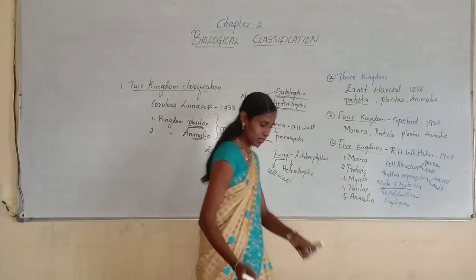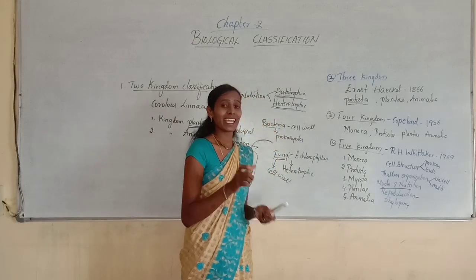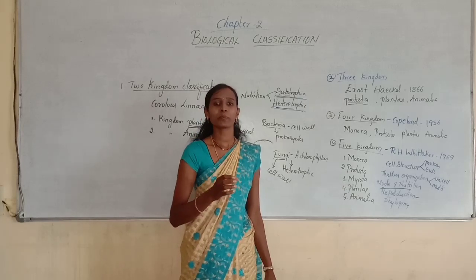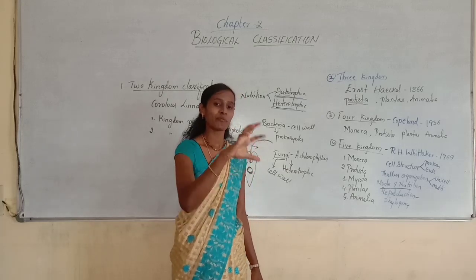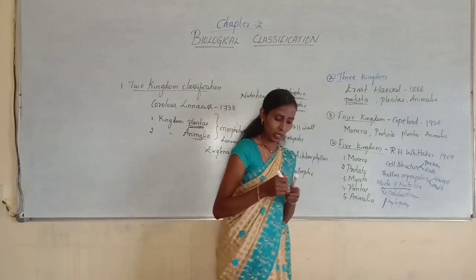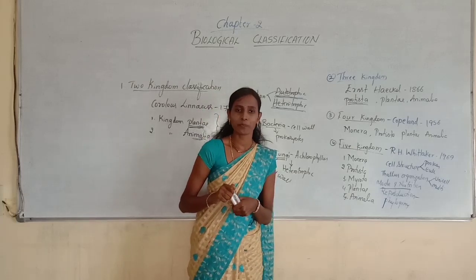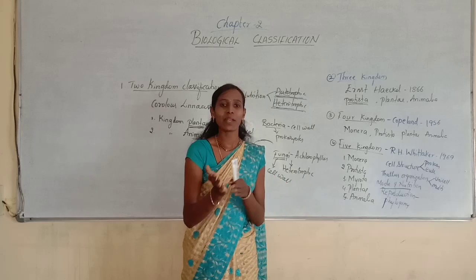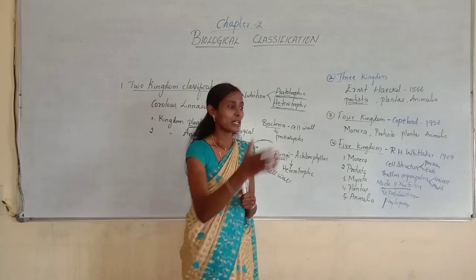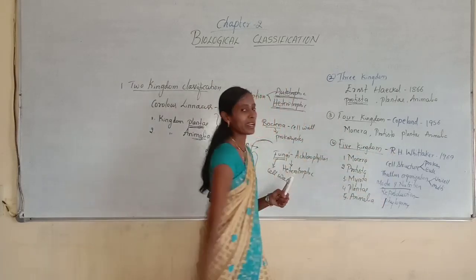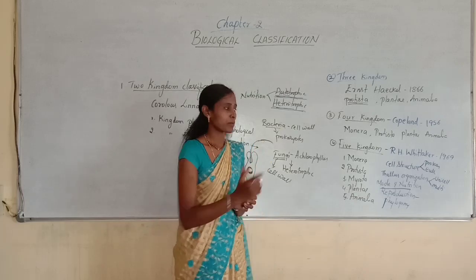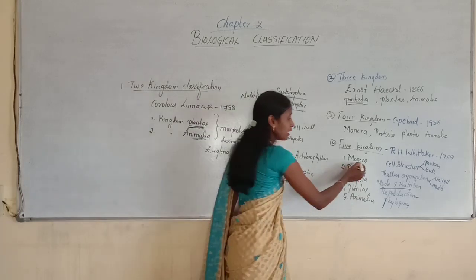And reproduction. You know the definition for reproduction. Again, there are types: sexual reproduction and asexual reproduction. In asexual reproduction, there are different types, and that criteria is also considered. And lastly, phylogeny. Phylogeny is nothing but evolutionary relationship. Whether the organism is primitive or advanced: the first formed organisms are called primitive, and later formed organisms are called advanced. All these criteria were considered by Whittaker for his five kingdom classification. So this is the final classification proposed by R.H. Whittaker.